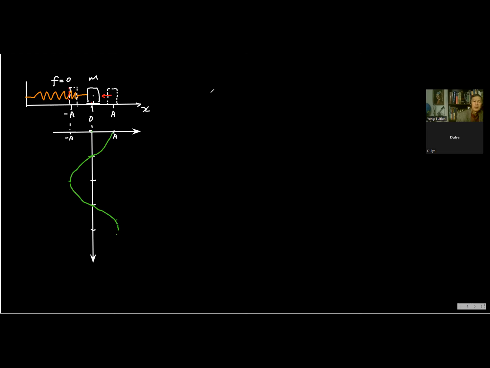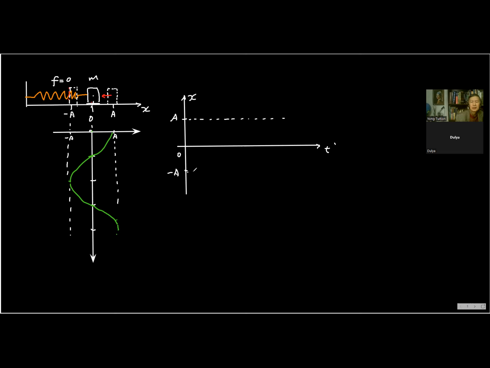So I just draw one period. This is a diagram in the vertical position, right? Of course, we can rotate that into the horizontal. We rotated everything by 90 degrees. This is x, this is 0, this is the time axis, and this is the maximum displacement called amplitude. This is negative a, right? And that will be the graph we can obtain.